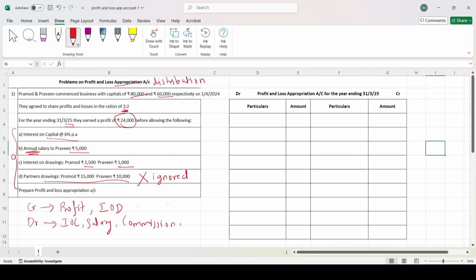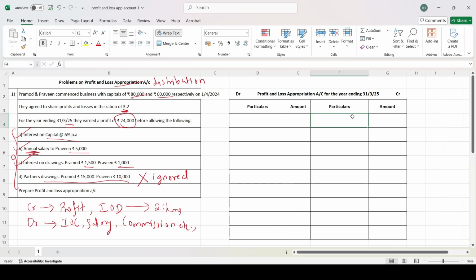Salary, commission, etc. Keep it in your mind, in the credit side only two items will come. What are those two items? One is profit which is earned in the business and the interest on drawings. We will start with solving the problem.